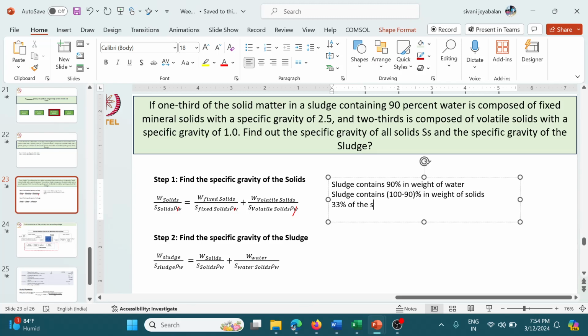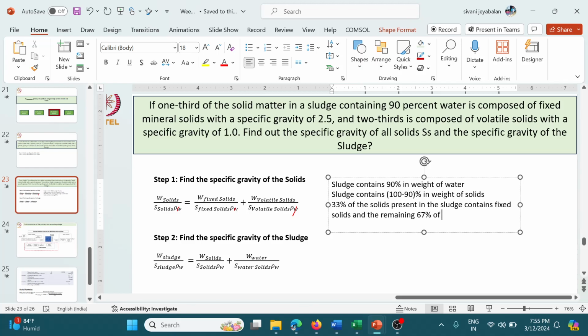of the solids present in the sludge contains fixed solids and the remaining 67%. It is actually 33.333 and 66.666 something will come, so I have just approximated the values.